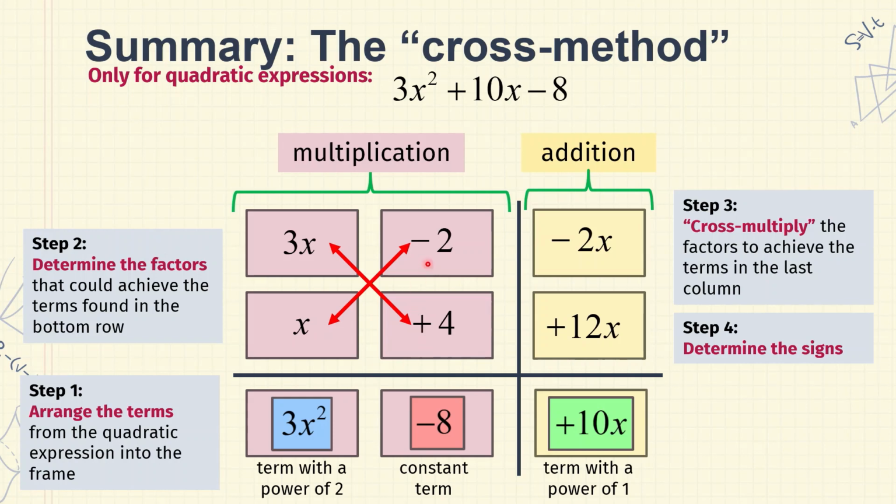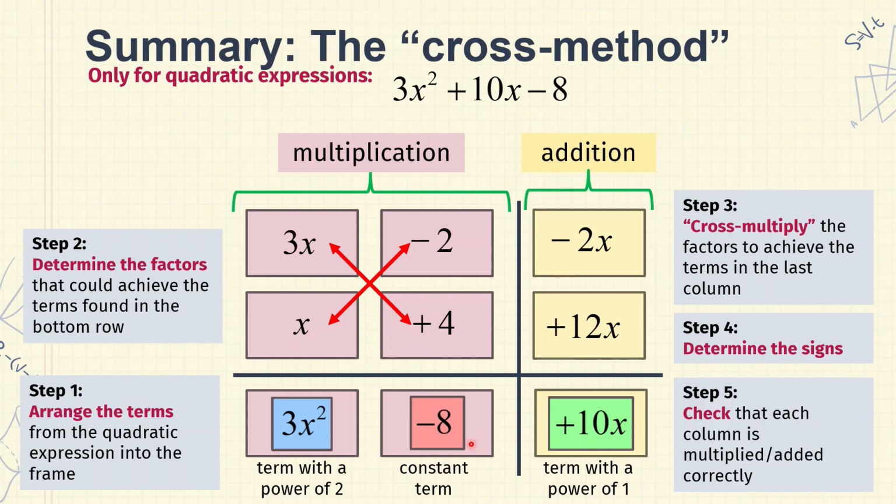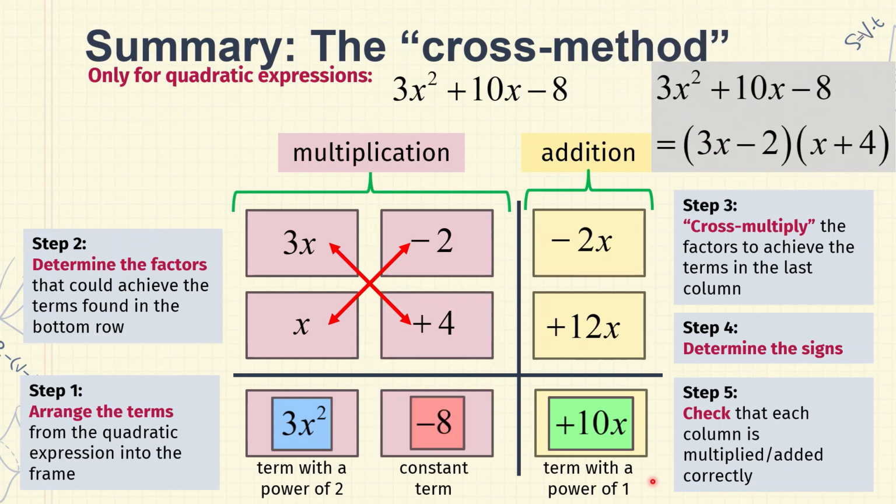And this makes sense because in this column itself, the multiplication of negative 2 and positive 4 does give us a negative 8. And that is our step number 5, which is to check that each column is multiplied or added correctly. That is how then we get the answer to the factorization of 3x squared plus 10x minus 8.